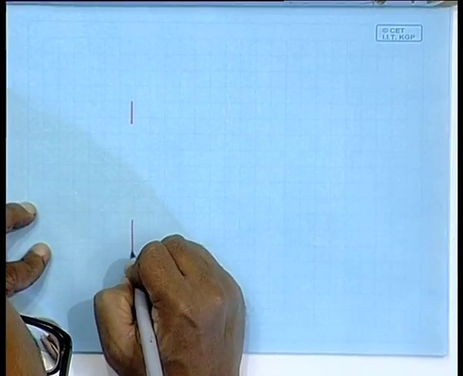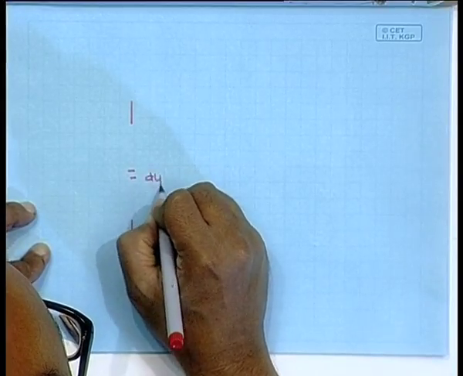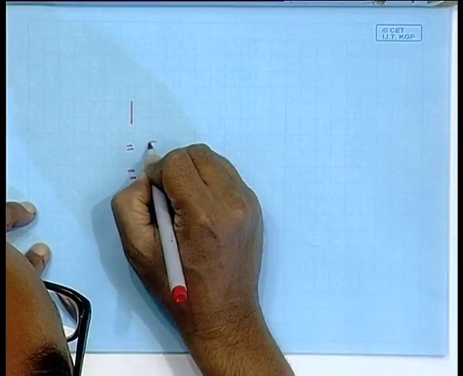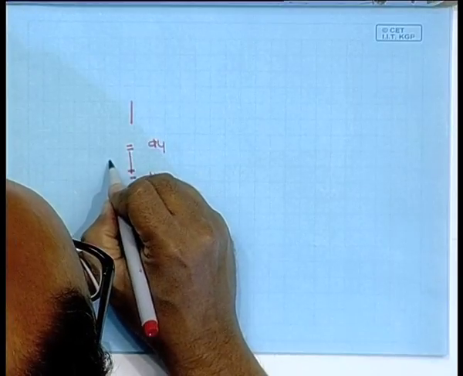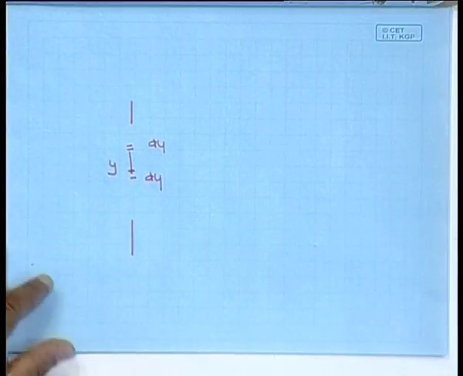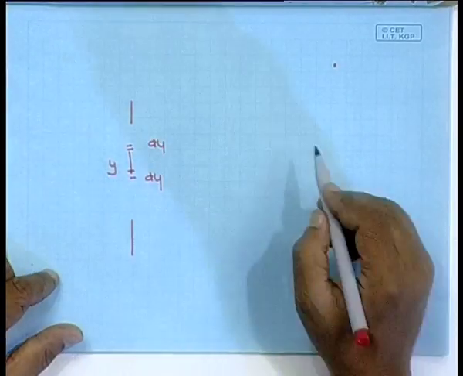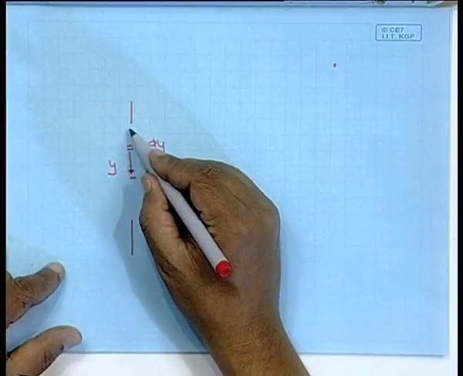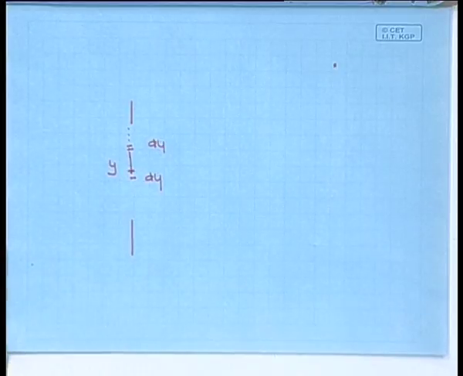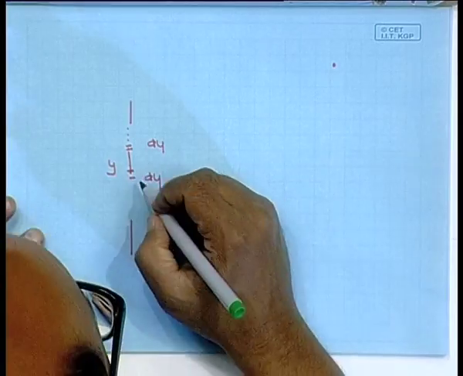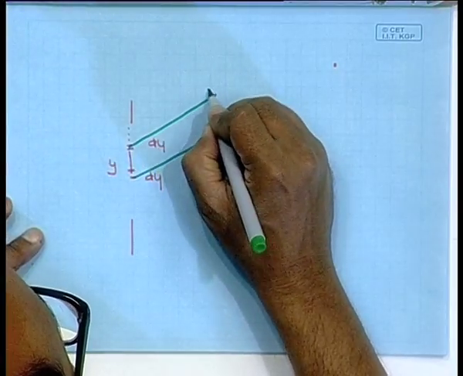This is my slit, this is the line element dy at the origin, at the center of the slit, and this is the line element dy at a distance y away from the center. When I wish to calculate the intensity over here, I have to add up the contributions from all of these points. So, this is going to contribute, and this too is going to contribute.